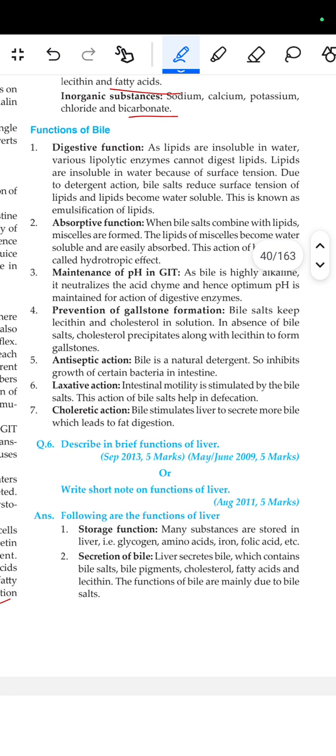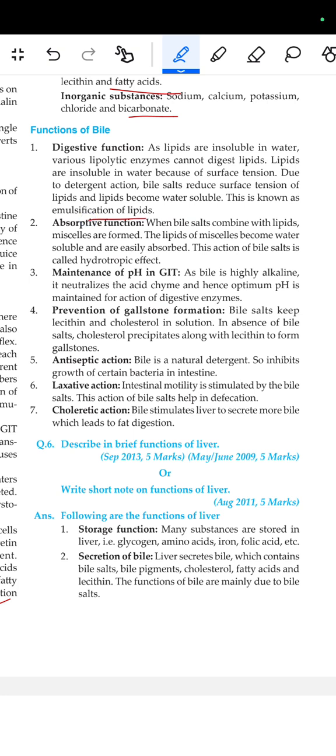Here functions of the bile. Digestive function. As lipids are insoluble in the water, various lipolytic enzymes cannot digest lipid. Lipids are insoluble in the water because of the surface tension. Due to the detergent action, bile salts reduce the surface tension of the lipids and lipid become water soluble. This is known as the emulsification of the lipid.